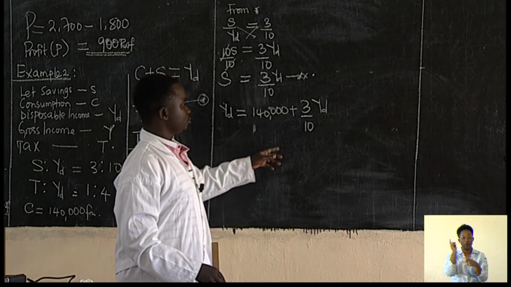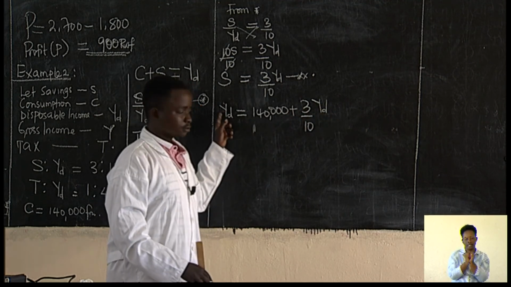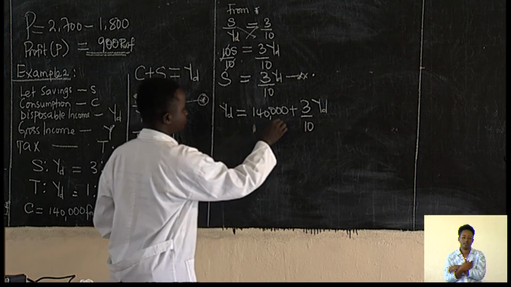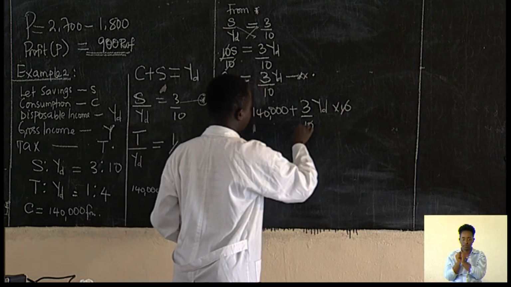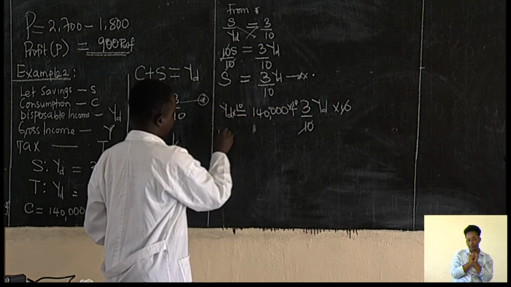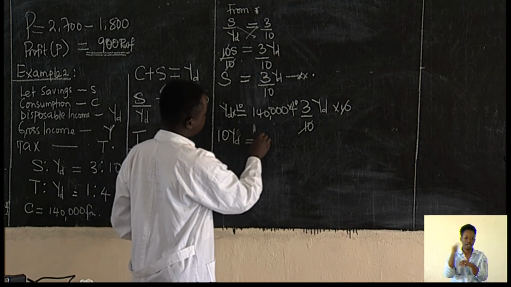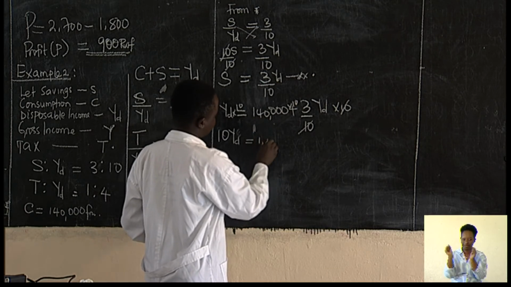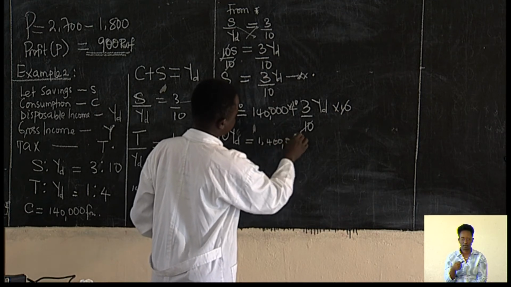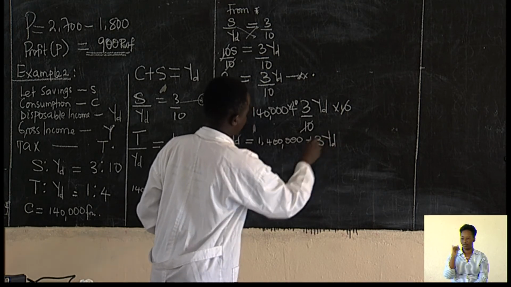What you can do, you can multiply by 10 throughout this equation to remove this 10. If you multiply 10 here, this will go with this. Then here you must also multiply 10. So we shall have 10YD, which is our disposable income, equaling, if you multiply 10 by 140, 1,400,000. Then plus 3 disposable income.